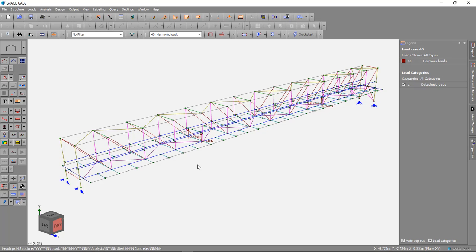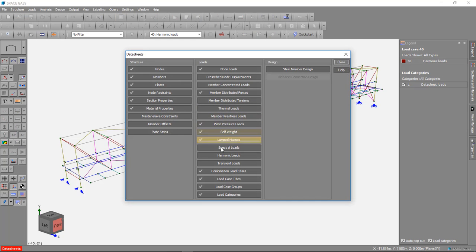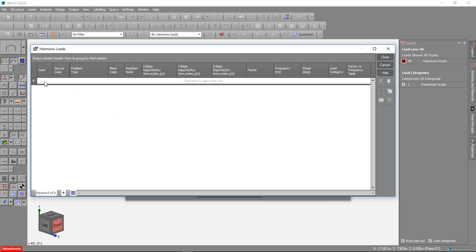So in order to do a harmonic analysis, the first thing we do is set up a harmonic load case via this data sheet. Let's call it load case 100. The source case is the load case that's got the harmonic loads in it, which is this one here, so it's got the 2.14 kilonewton oscillating loads in it.